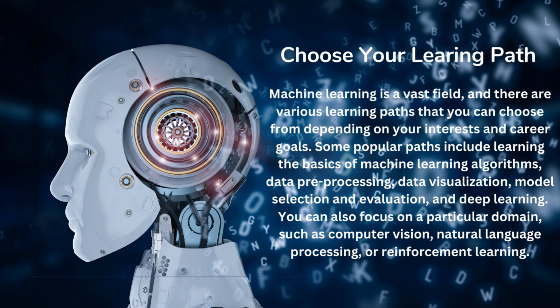Choose your learning path. Machine learning is a vast field, and there are various learning paths that you can choose from depending on your interests and career goals. Some popular paths include learning the basics of machine learning algorithms, data pre-processing, data visualization, model selection and evaluation, and deep learning. You can also focus on a particular domain, such as computer vision, natural language processing, or reinforcement learning.